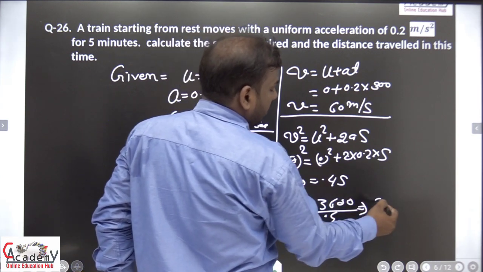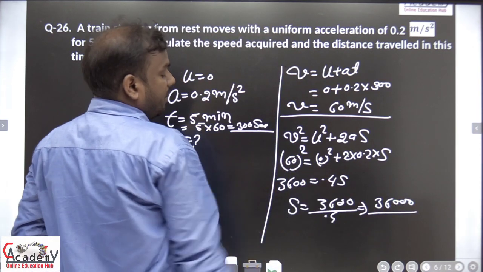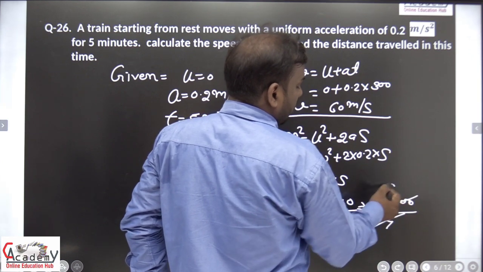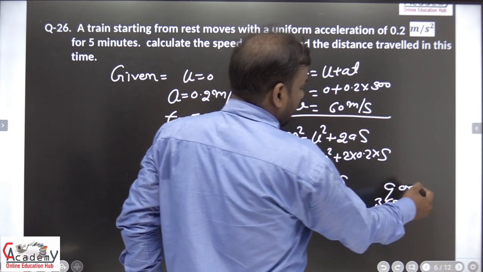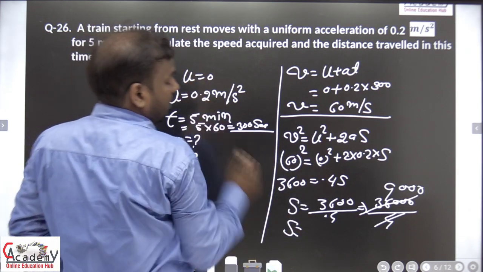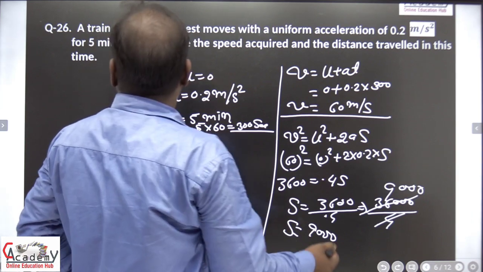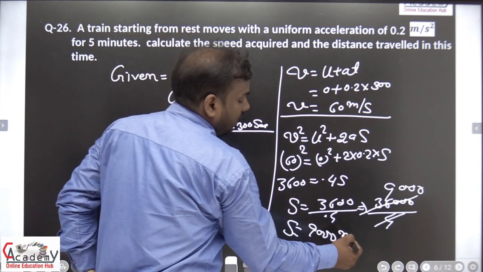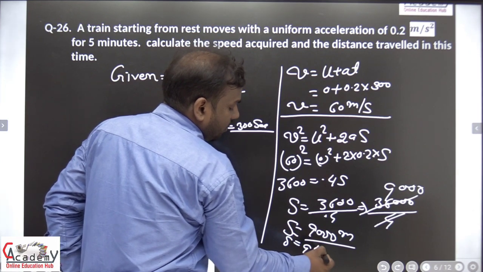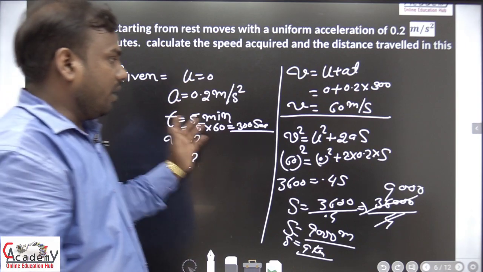Then we got 36000, because we have to multiply by 10 in numerator and denominator both. So what is the distance traveled by the train? 9,000 meter, or we can write this as 9 kilometer. Understand? Is that clear? Okay. Now note down.